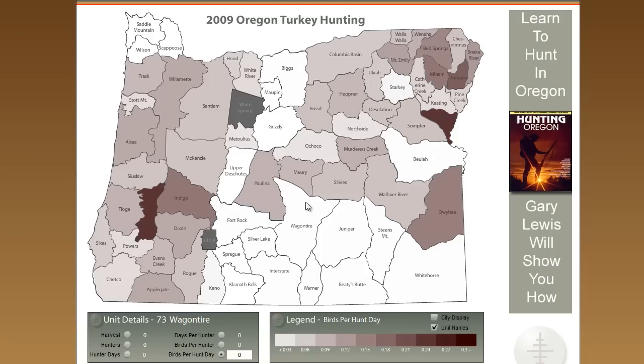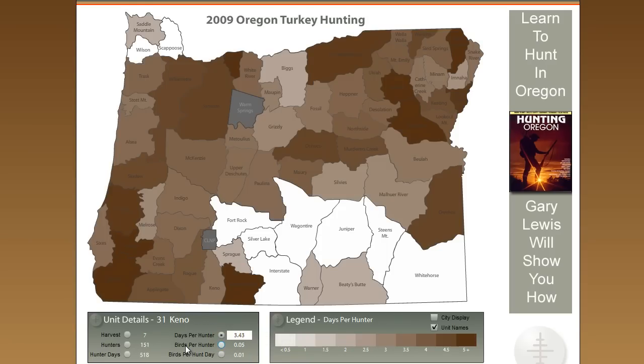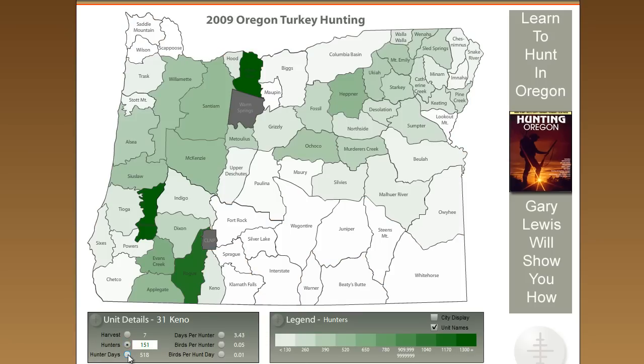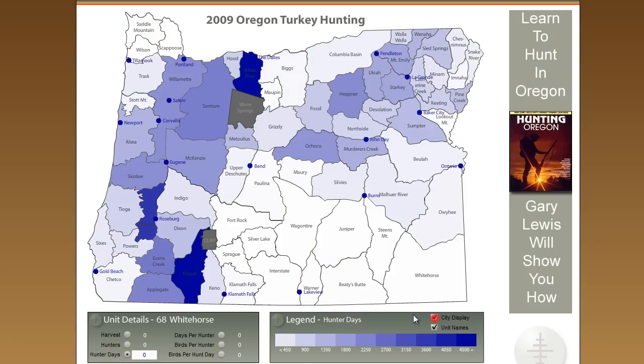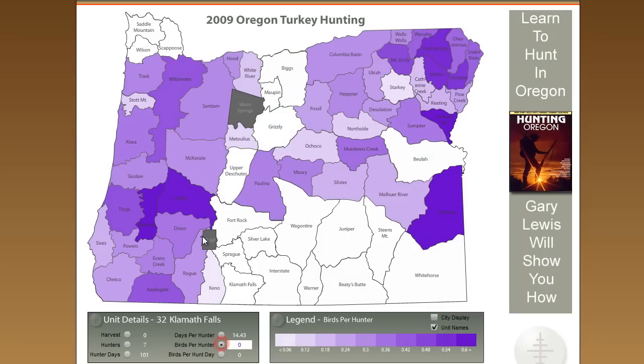So I would recommend just kind of play with the different filters and data sets to determine what's a unit or area that's close to you, and what's going to have the high birds per hunter number or birds per hunt day. And then there's obviously the factors of where you can hunt if you've got private land versus public land. But that's basically how you use this turkey hunting application.